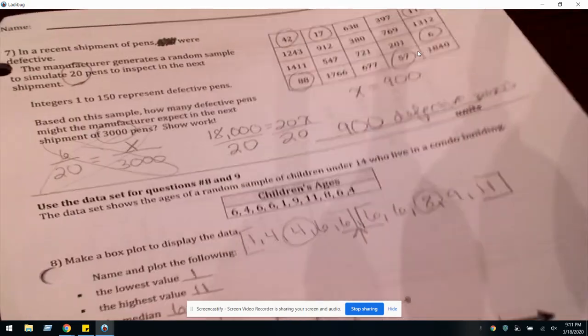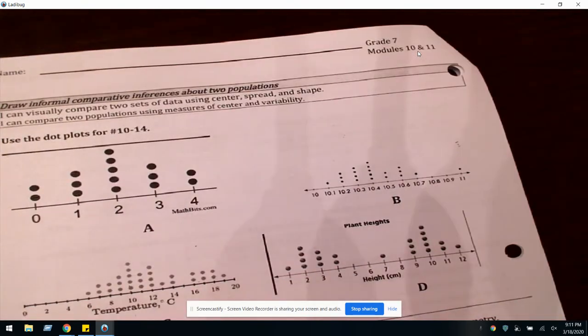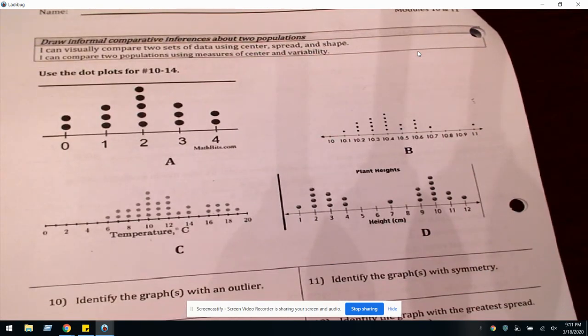Okay, I'm going to try and speed this up because these videos always start to get iffy when they get too long. Okay, on this back side, it says use the dot plots that are up here. So we've got 4 dot plots. We're going to use those to answer questions 10 through 14.